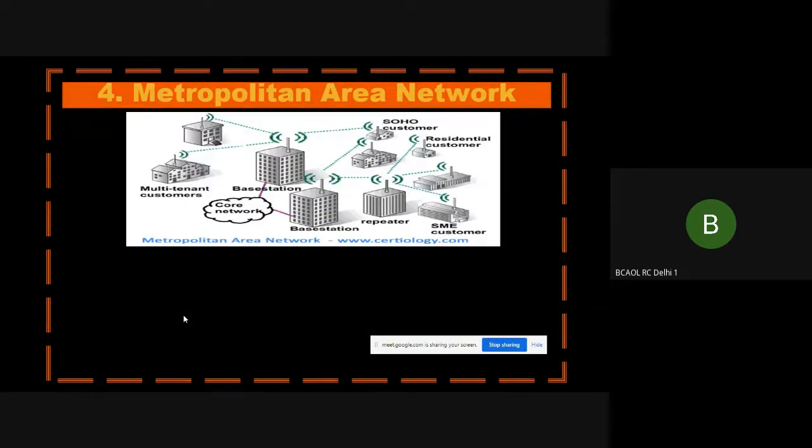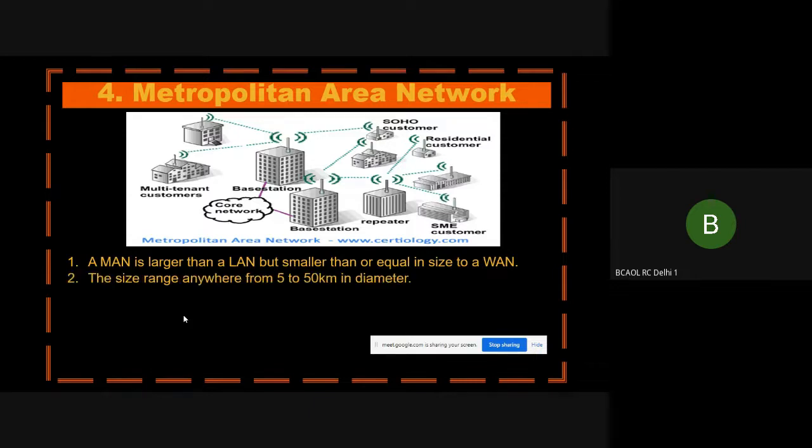Metropolitan area network will be connecting cities. So a MAN is larger than a LAN but smaller than or equal in size to a WAN, a wide area network. It can be equal to the size of a wide area network or smaller, but it is larger than a local area network. The size ranges anywhere from 5 to 50 kilometers in diameter. So this much area you can cover.